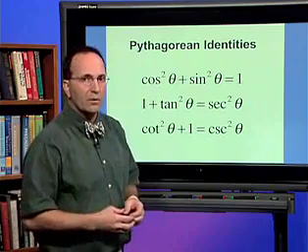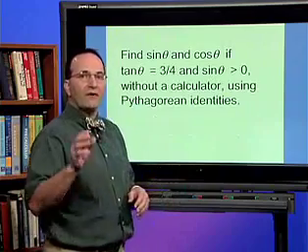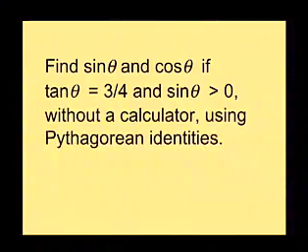Let's work an example where we use these identities. I want to find the sine of theta and the cosine of theta if the tangent of theta is 3/4 and the sine of theta is positive, without using a calculator, but using the Pythagorean identities.